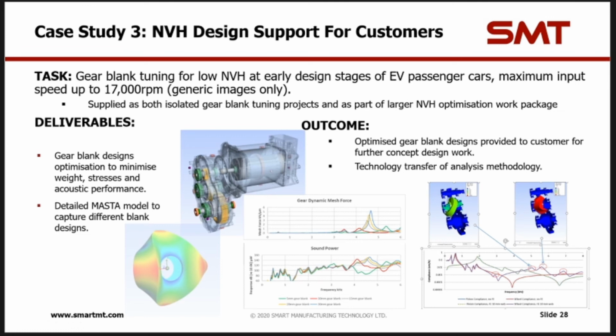These relate to a number of gear blank optimization projects we performed for customers. So you can see we use scripting to alter the shape and thickness of the gear blank, and then we can run a number of different geometries to see the effect on the sound power. You can get up to 10 dB reduction in the sound power.